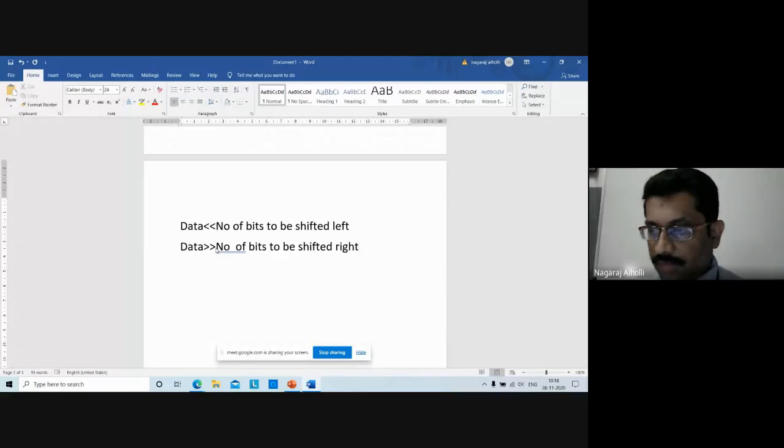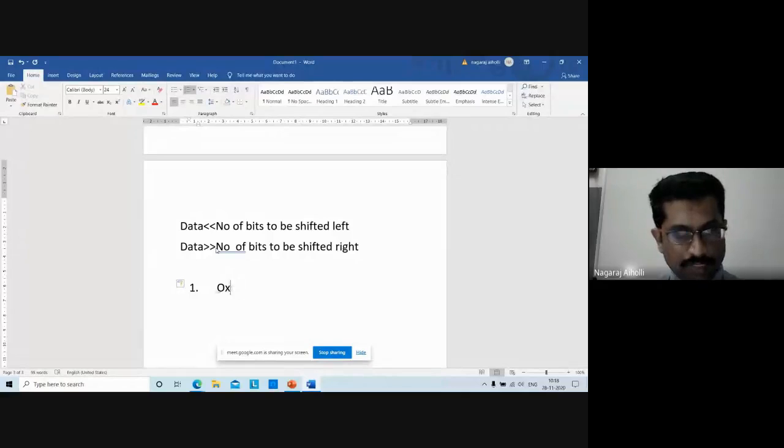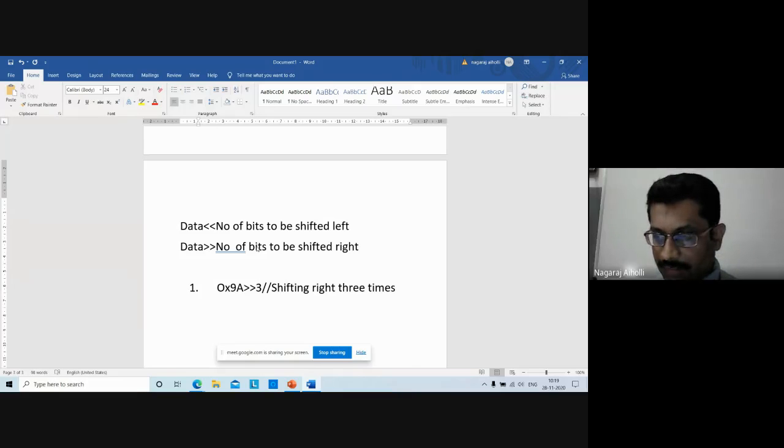Now let us take examples. First example: 0x9A right shift three times. So this is shifting right three times. Now how to shift three times? 9A in binary is 1001 1010.